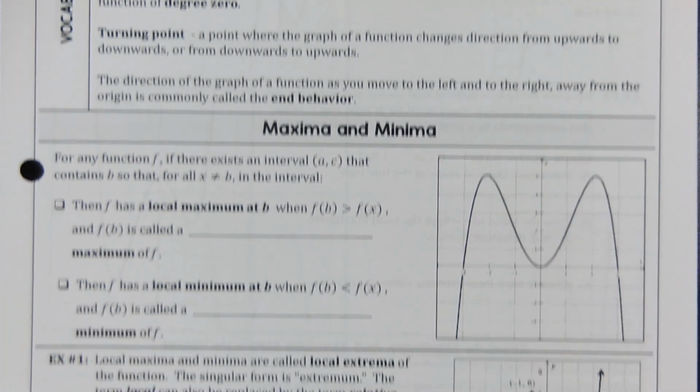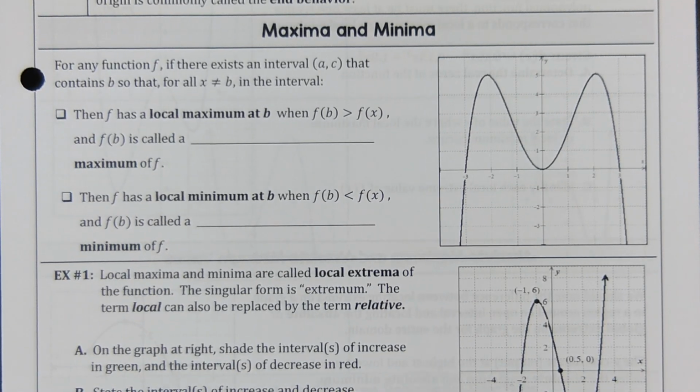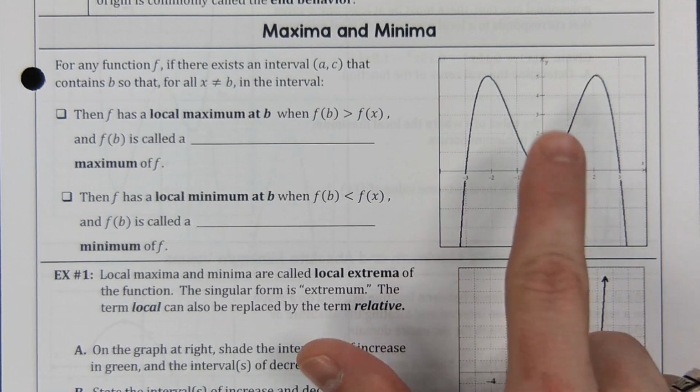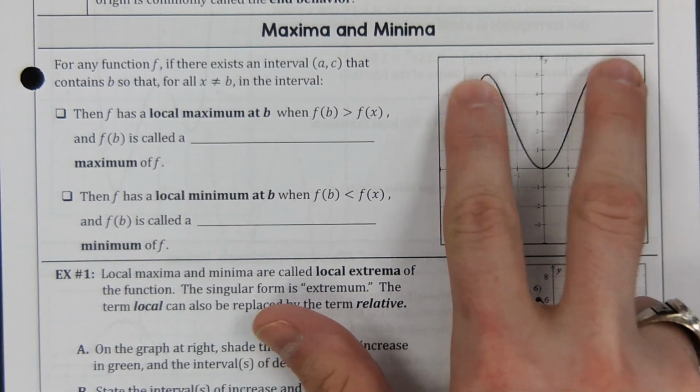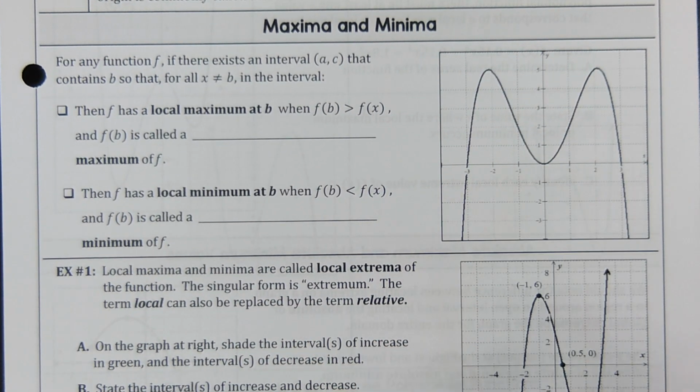Okay. Let's talk about extreme values, extrema, maxima, and minima. These just mean tops of bumps and bottoms of bumps. Tops of hills, bottoms of valleys. We call them extreme values or maxima or minima.